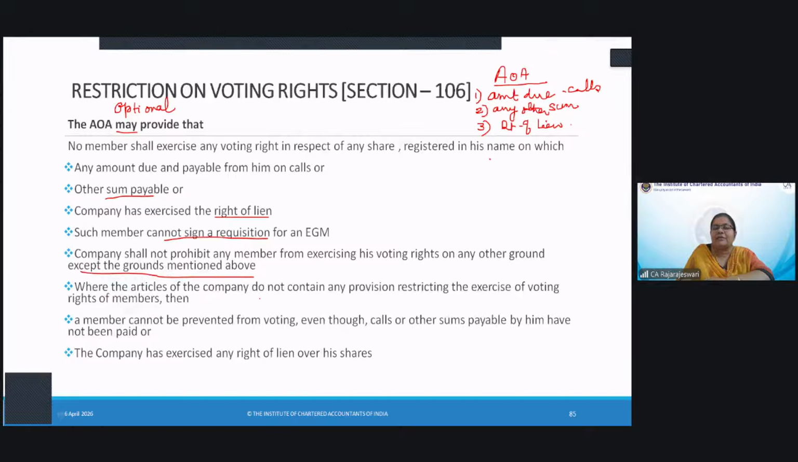Where the articles of the company do not contain any provision restricting the exercise of voting right of members, then a member cannot be prevented from voting, even though calls or sums payable may not have been paid, or the company would have exercised the lien. If the articles are silent, then the member cannot be restricted. So that is the point which is specified in section 106.